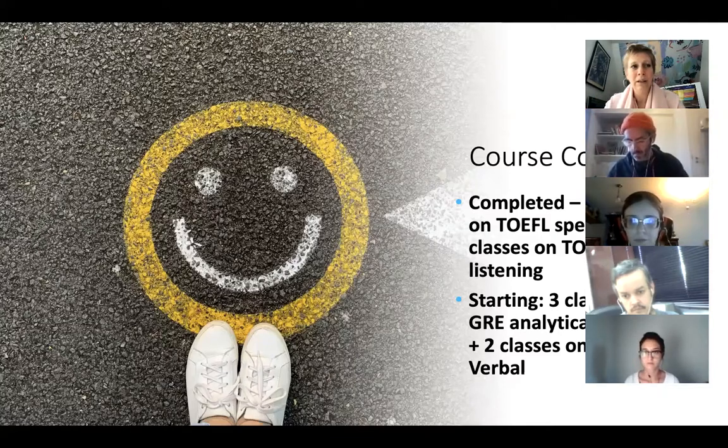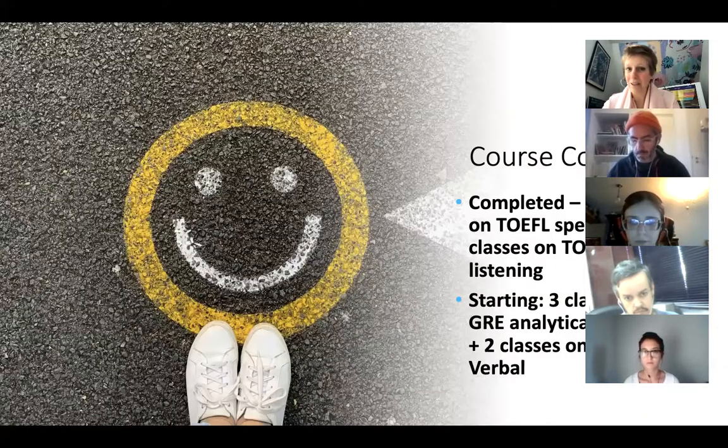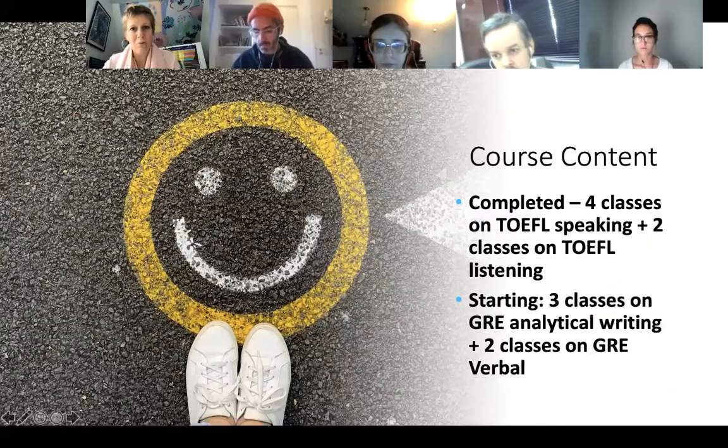Just as a reminder, we've finished the 4 classes about the speaking test on the TOEFL, and then we did 2 classes on the listening test for the TOEFL. So in total, our 6 classes for the TOEFL. Now we're moving into, like I said, the GRE, and we're gonna focus on the analytical writing section, and then we're gonna move into the verbal reasoning, okay? So just so you kind of know how it's going.